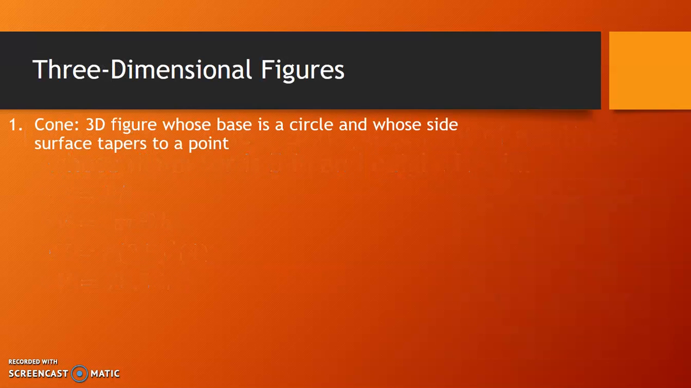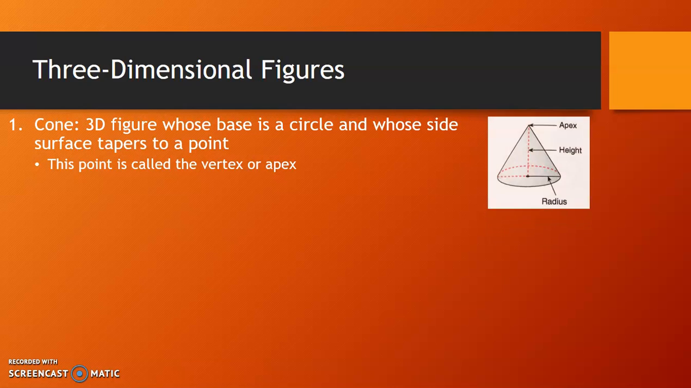Okay, a couple other three-dimensional figures. We have a cone, which would be a 3D figure that has a base that's a circle, and the side surfaces taper to a point. This point that they all come to at one specific area would be called the vertex, or it's also called the apex. So this is what that would look like.